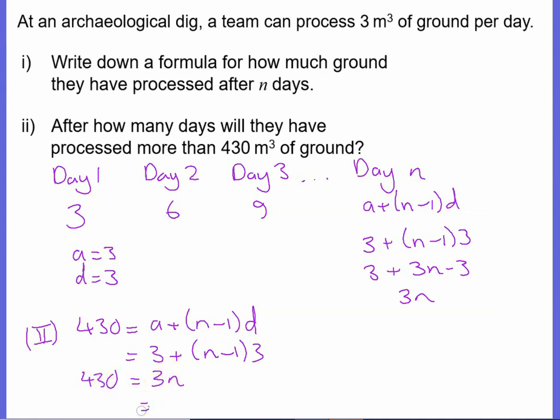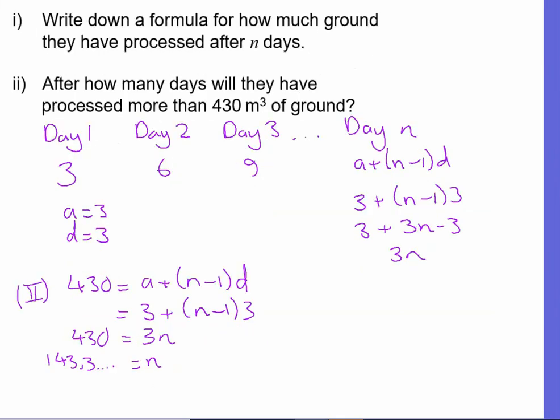And when I do 430 divided by 3, I actually get 143.3 days. So obviously that can't happen. Well, it's going to happen in the 143rd day, but for it to be more than that, we're going to say the number of days must be 144. Again, that answer is a bit rubbish because, yeah, on 143 days, it's lower than 430. In the 144th day, it's going to happen, and it's also going to be more than that in that day. So yeah, okay, that's the answer.